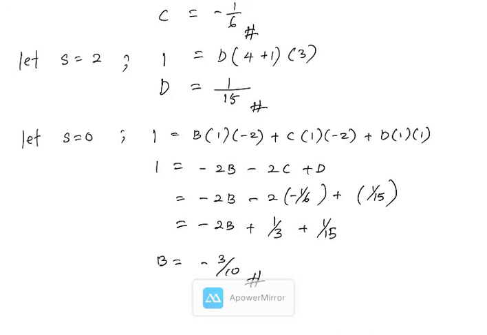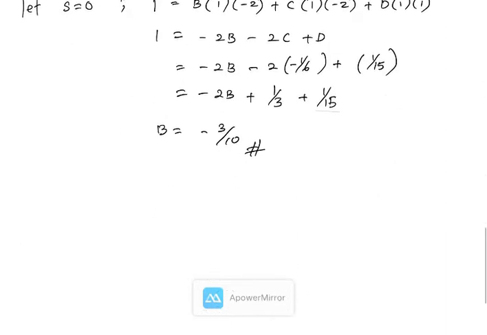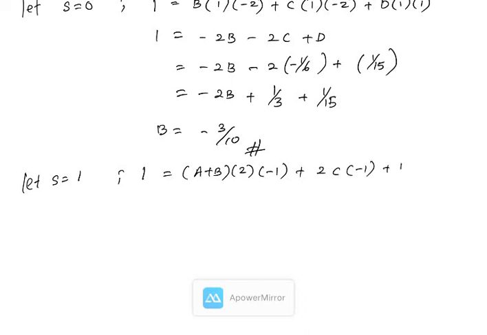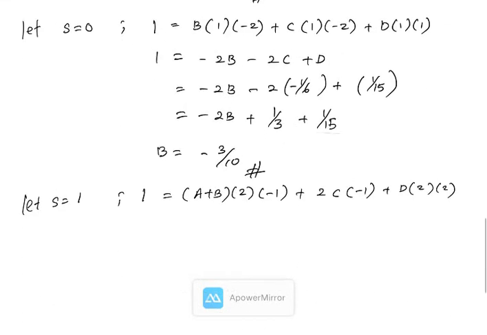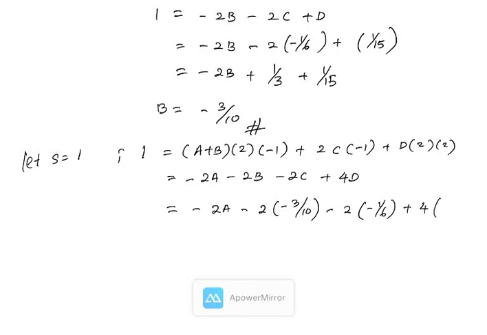And then we still have the value of a we haven't got. So now we assume s equal to 1. Okay. So we let s equal to 1. And then we get 1 equal to a plus b, times 2, times minus 1, plus 2c times minus 1, plus d times 2 and 2. So this one is based on the equation here, okay? So now we left negative 2a minus 2b minus 2c plus 4d. So I keep simplifying. Negative 2a minus 2b, b I substitute the value, minus 3 over 10, minus 2c, c is minus 1 over 6, plus d, d is 1 over 15.